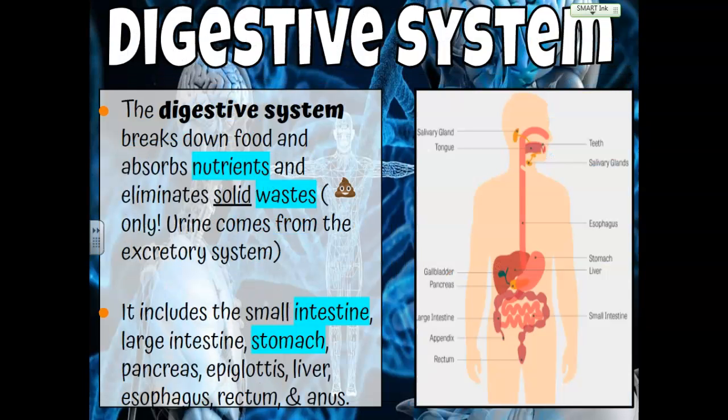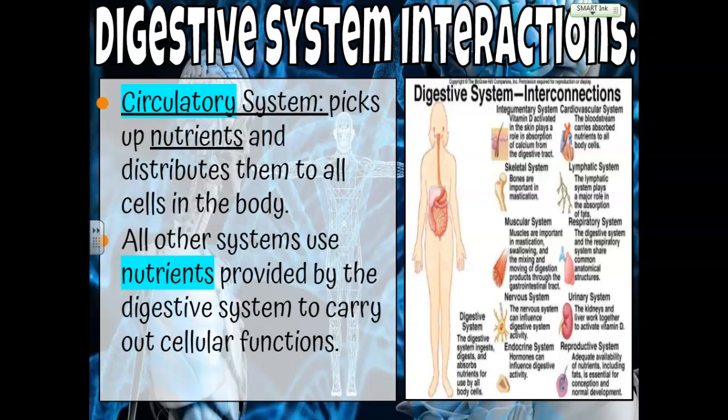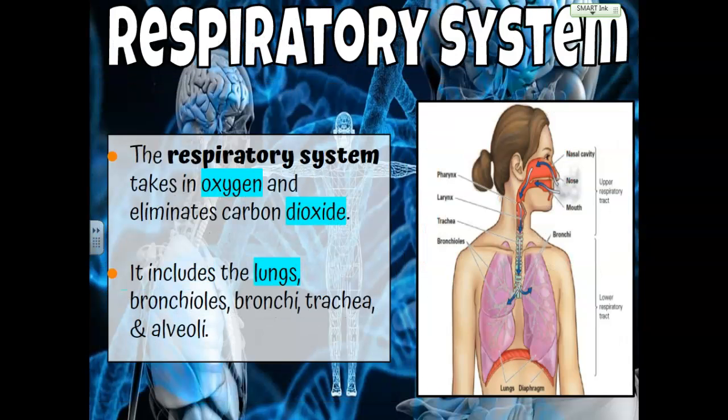Your digestive system's main job is to break down the foods we eat so that we can absorb the nutrients, and then it gets rid of the stuff we don't need through solid waste. It involves your intestines, your stomach, all that good stuff. It interacts with the circulatory system by your blood picking up the nutrients and bringing it to everywhere in your body. And it also can interact with really any system because it provides the nutrients for growth that all the cells need.